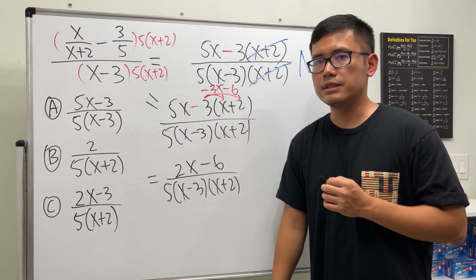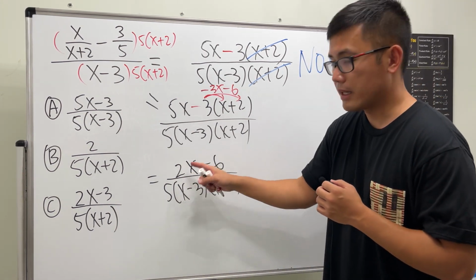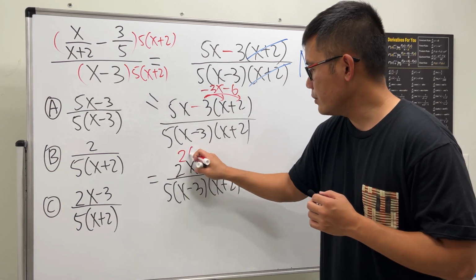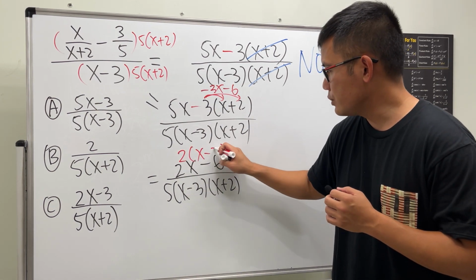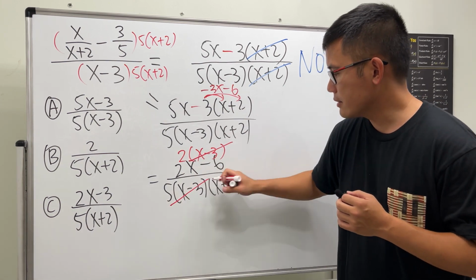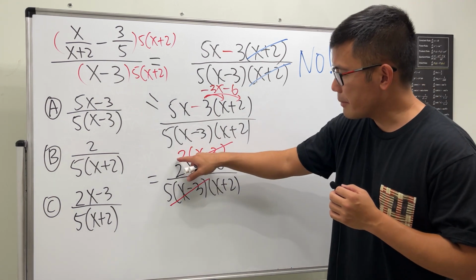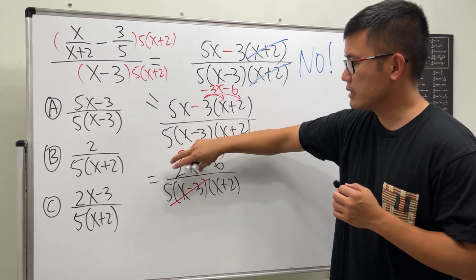And can we reduce this? Well, we have to factor first. And we happen to be able to factor out the 2. So factor out the 2, and then we will have x minus 3 left. And we see that this x minus 3 can be cancelled out with this x minus 3. Because you see the top is the product of factors, right? 2 times this, that's all.